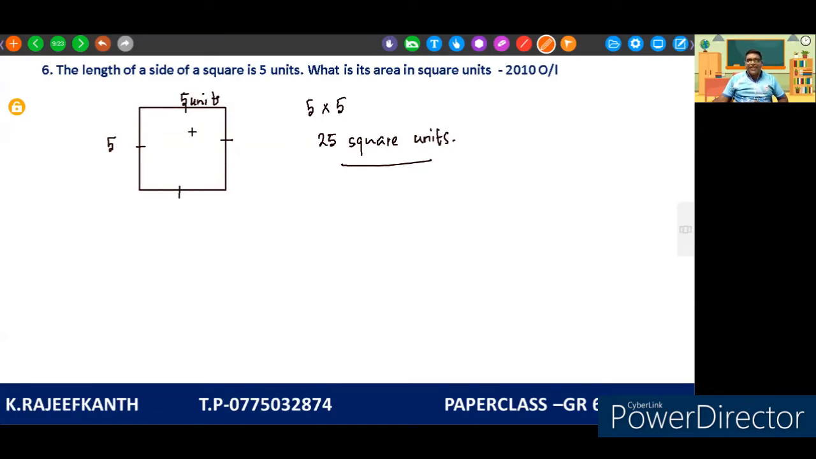But the question is, we have to find the area, no? So we should multiply. If you want to find the area of a rectangle, we have to multiply length by breadth. Here in the square, the length and breadth are equal. So that is why we are multiplying 5 times 5, that is 25. Then the area is 25 centimeter squared. Here the length of one side is 5, then the area is 25.